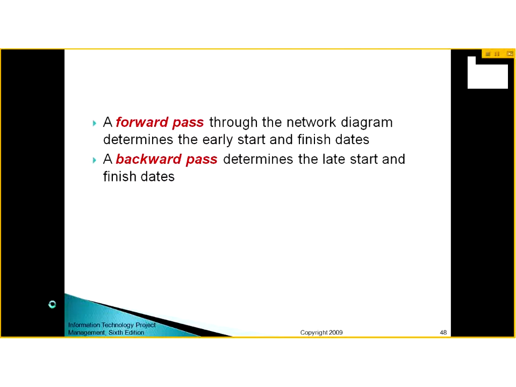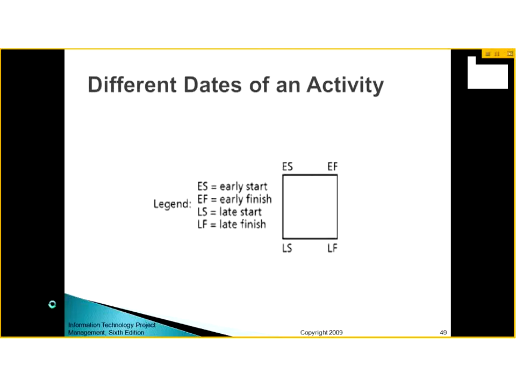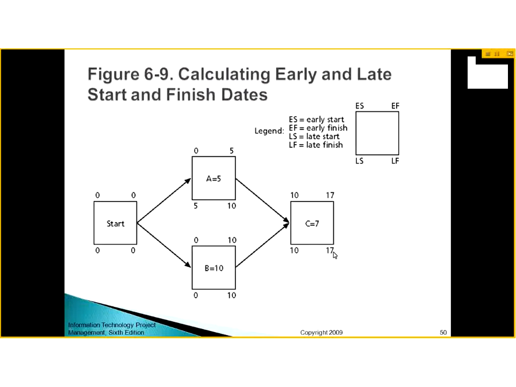A forward pass through the network diagram tells you the early start and early finish dates, and the backward pass tells you the latest start and latest finish dates. Now, what free float and total float are, you will come to in a short while. In the precedence diagramming method, when you are making an activity diagram, you write the early start, early finish, latest start, and latest finish dates in this way.